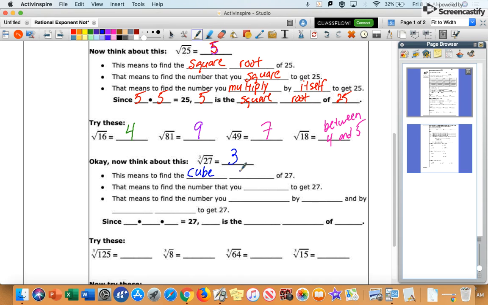This means to find the cube root. So cube means to basically multiply by 3. The cube root is what times itself 3 times is that number. So let's fill in the blanks for what I just said then. That means to find the number that you cube to get 27. And again, cube means to raise to the 3rd power. That's what cube means, to raise it to the 3rd power, just like square means to raise it to the 2nd power.